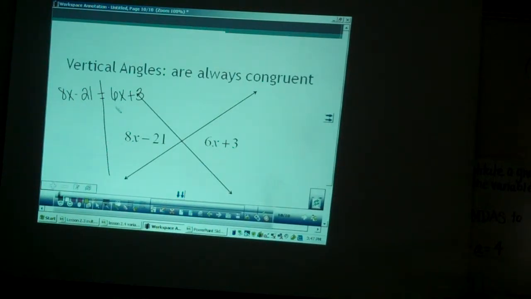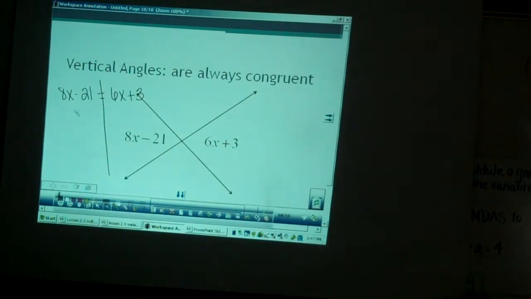So I want to move the 6x over to the 8x. So I'm going to subtract 6x on both sides because that's a positive 6x. That cancels. 8x minus 6x, it's 2x minus 21, which equals 3.